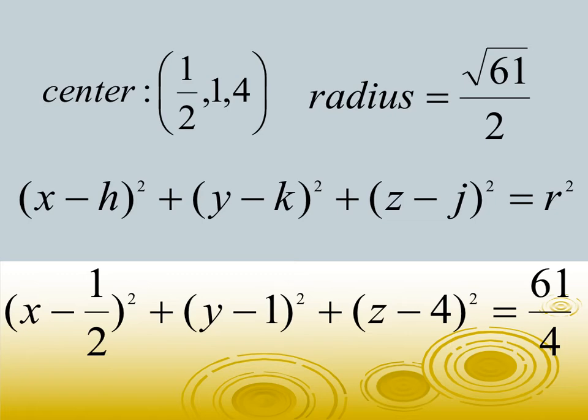One last step that we could do, if we needed to, is multiply both sides by 4. That way I would have it equaling 61, and you would have a 4 in front of each one of your components. It's not exactly necessary though, because again, in this form, I can pull out exactly the radius and the center for my sphere.